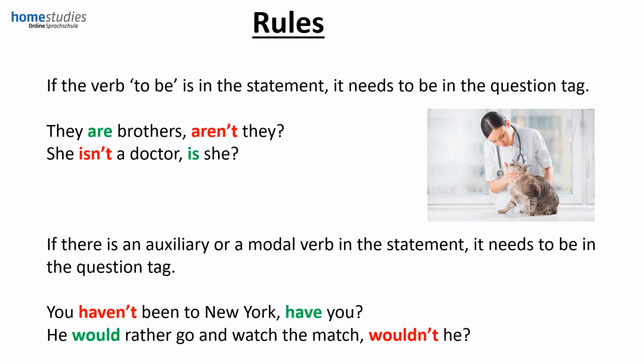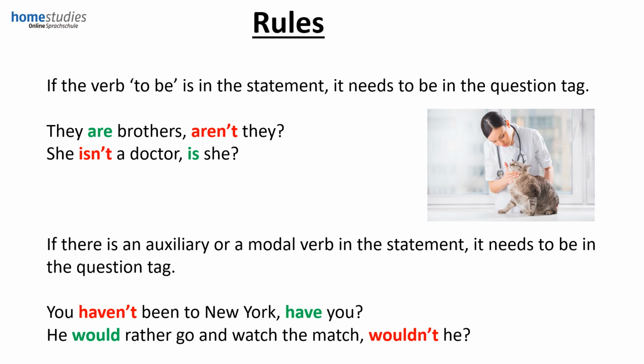So let's look at the first one. They are brothers, aren't they? So the verb to be is used in both the statement and the question tag. Now, in green, we have positive, and in red, negative. So the first part, they are brothers, is a positive statement, therefore the question tag has to be negative. And the second one, she isn't a doctor, is a negative statement, and the question tag, is she? It's a positive question tag. And notice that the verb to be is repeated in both the statement and the question tag.